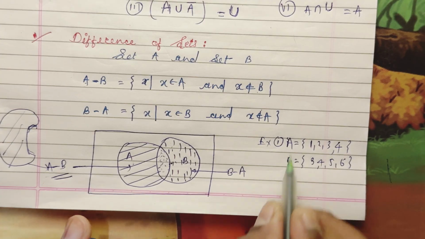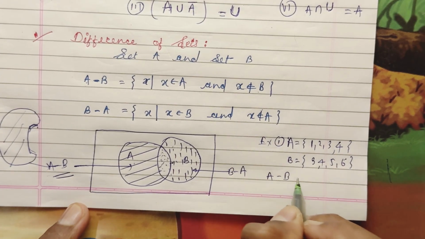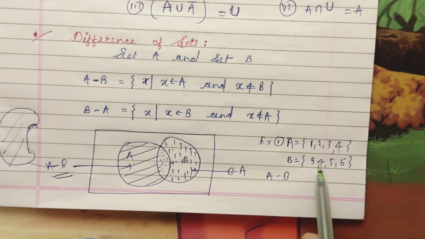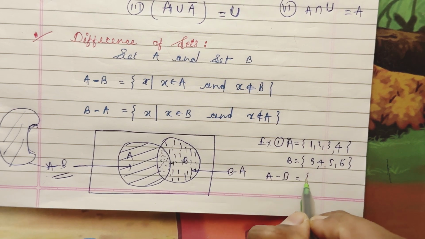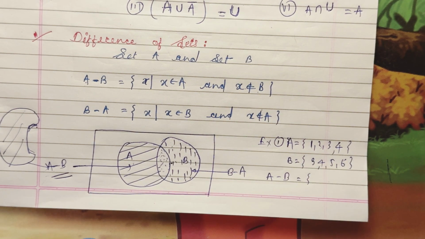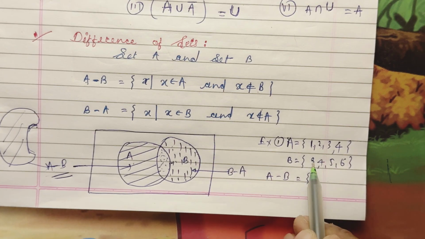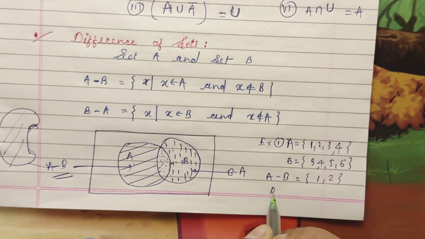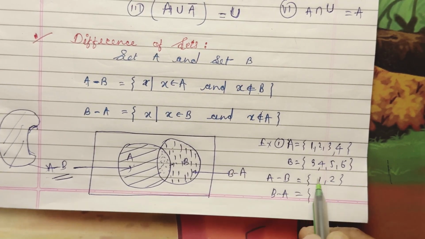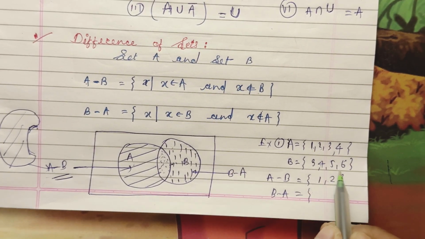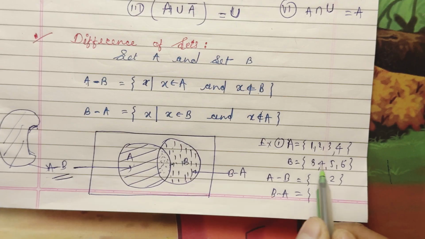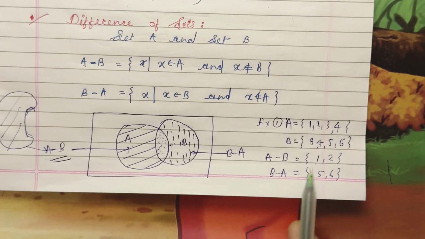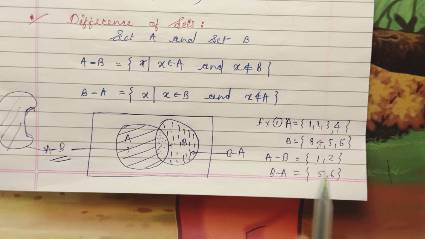Difference of sets A minus B means the elements which are in set A but not in set B. The elements in set A are 1 and 2 that are not in set B, so A minus B is {1, 2}. B minus A is the elements in set B which are not in set A. Since 3 and 4 are in A, we have only 5 and 6. So A minus B and B minus A are the differences of sets A and B.